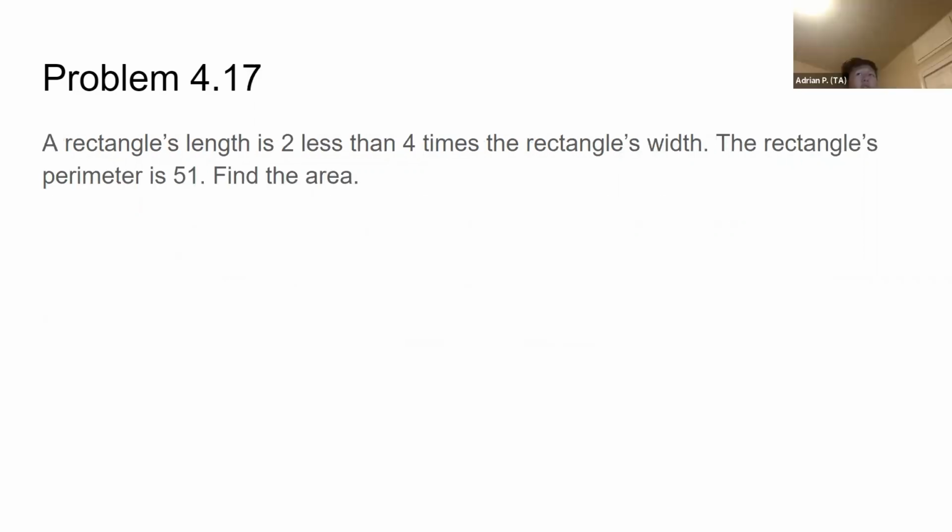Okay, so this is going to be some work. The rectangle's length is 2 less than 4 times the rectangle's width, and the rectangle's perimeter is 51. So find the area. I'll give you a little bit of time.